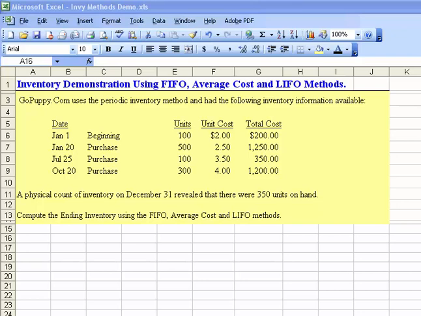Hi everyone. I'm going to demonstrate how to compute ending inventory under three different inventory methods: FIFO, average cost, and LIFO. The information relates to GoPuppy.com, and they use the periodic inventory method. We have some purchase information in front of us. The last statement on row 13 is what the problem is asking us to do. So let's start off with the FIFO method.